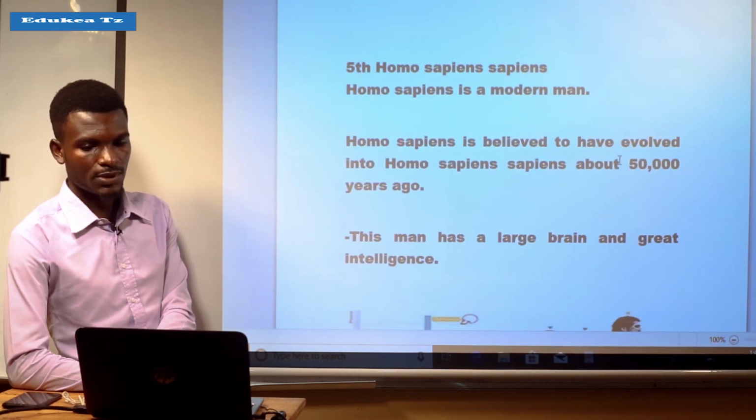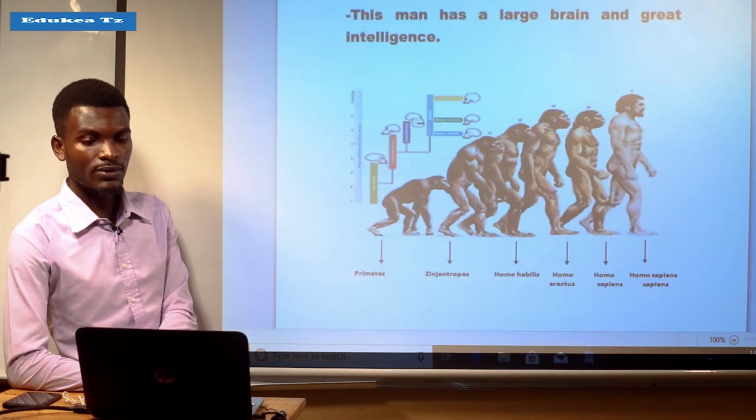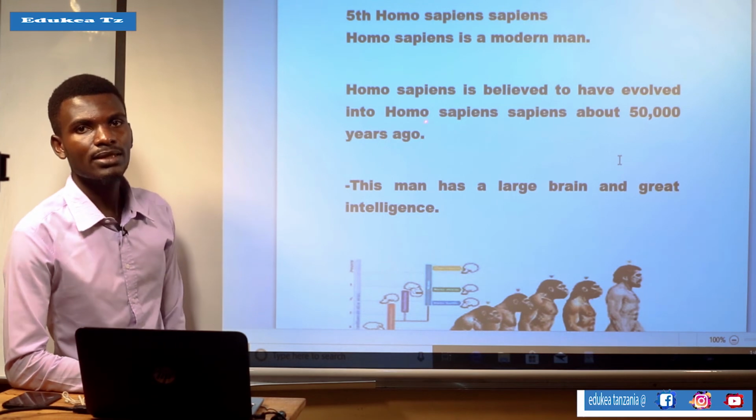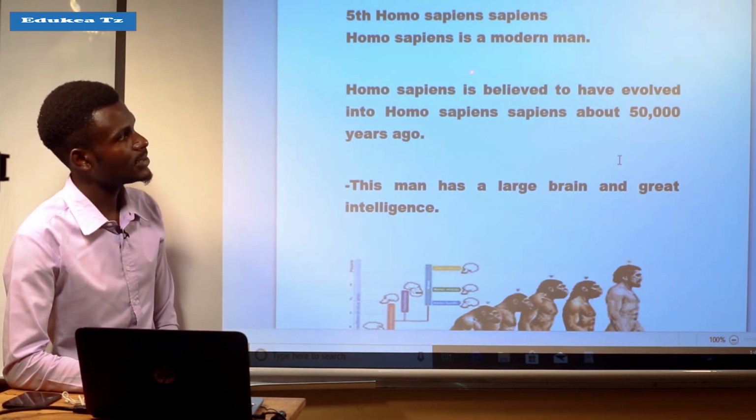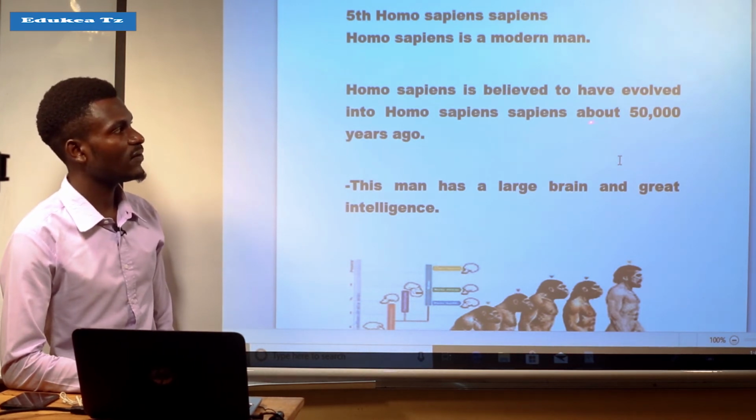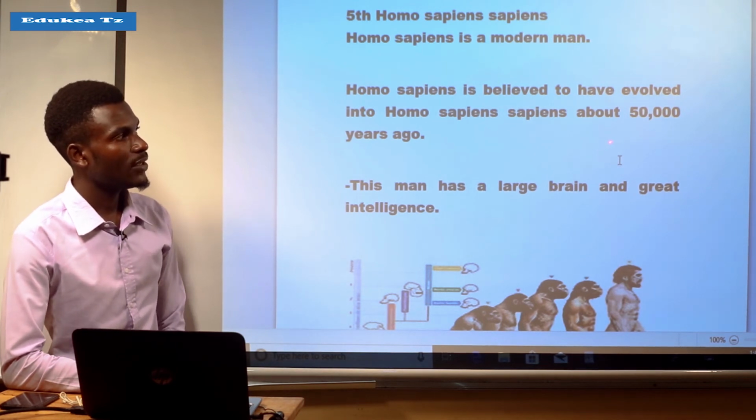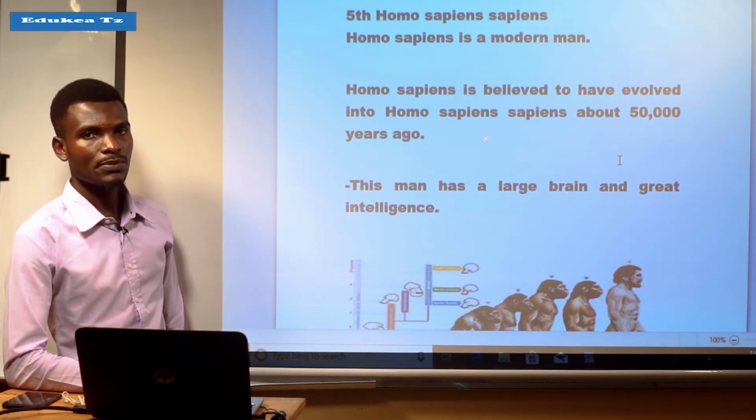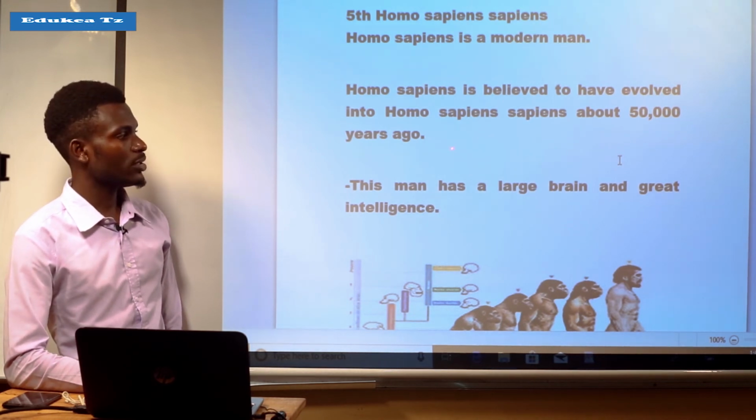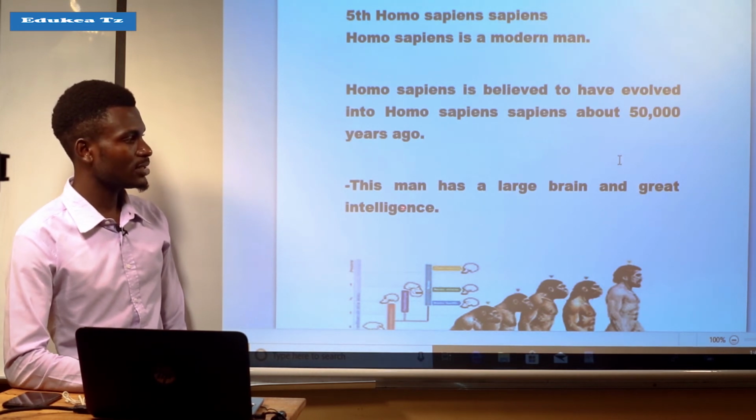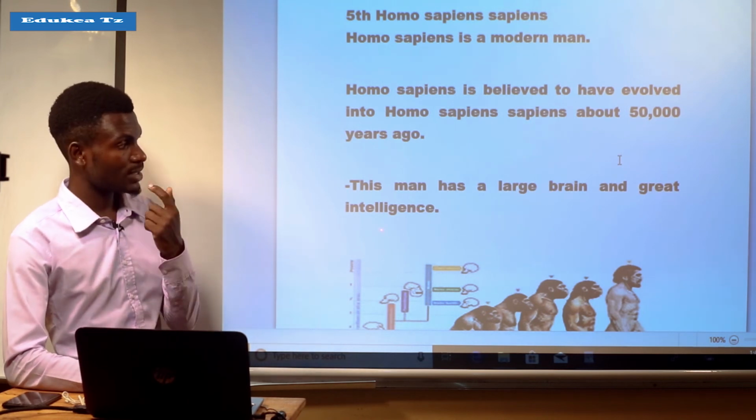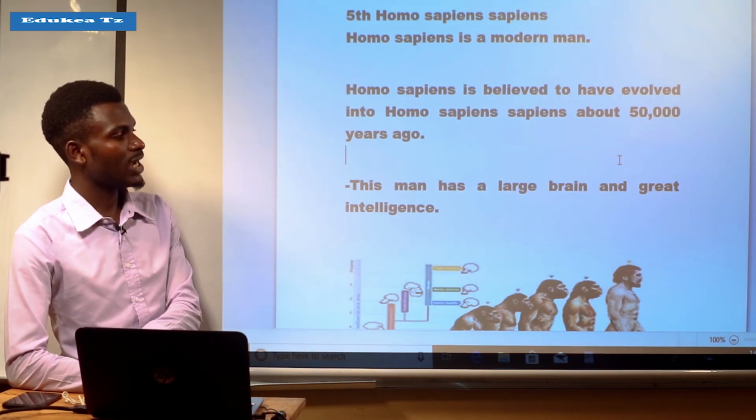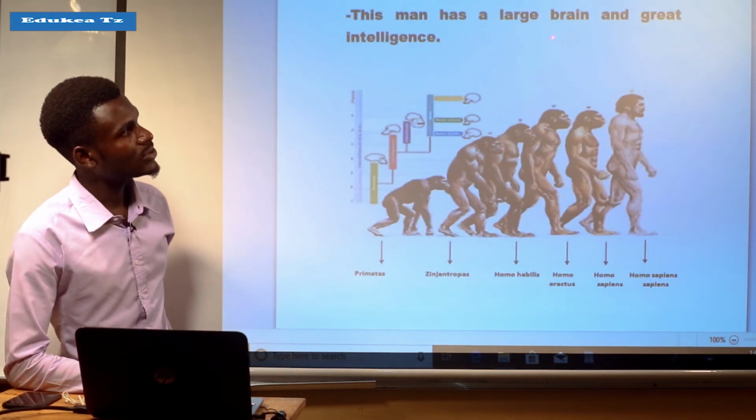Here there is a misplacement of another stage. There are almost 5 stages. The last stage is Homo sapiens sapiens. Homo sapiens sapiens is the modern man, and Homo sapiens is believed to have evolved into Homo sapiens sapiens about 50,000 years ago. And this man has a large brain and greater intelligence, more than all creatures that ever happened in the evolution of man.